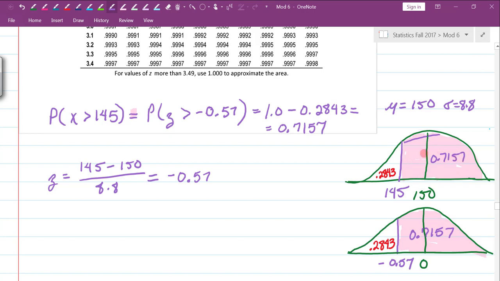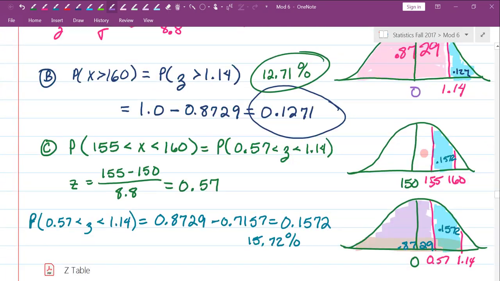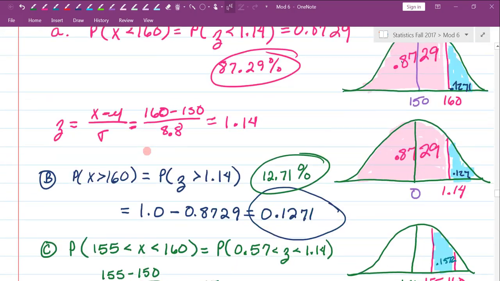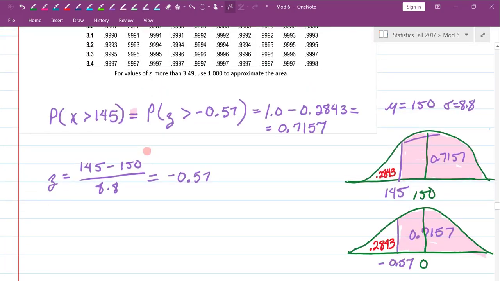Let's go back up. This one was C or D. Let's look at this. Must have been D. And it says, what is the probability that a randomly selected student will score over 145? So it says probability. So we leave our answer in decimal form right here of 0.7157. Let's look at the next problem.